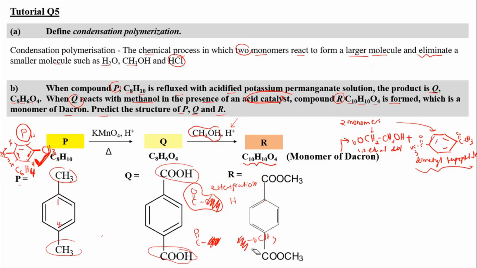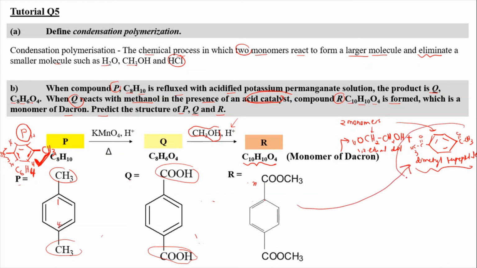Okay, and if you compare the structure that we got for R with the dimethyl terephthalate, it is consistent. So if you look at your lecture note or you happen to memorize the structure, you're going to find that it is the same structure as what we got from here. Okay, so that's all for tutorial question 5b.